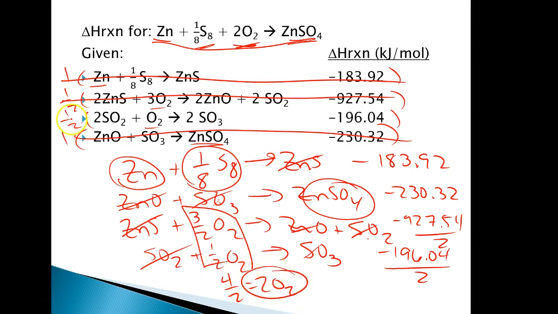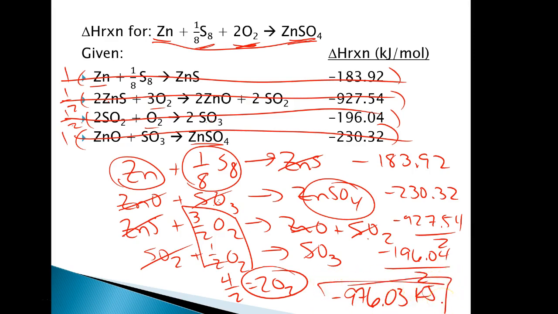So it works. You just kind of have to work your way through it, and there are certain tricks that make it easy. The answer here is negative 976.03 kilojoules.